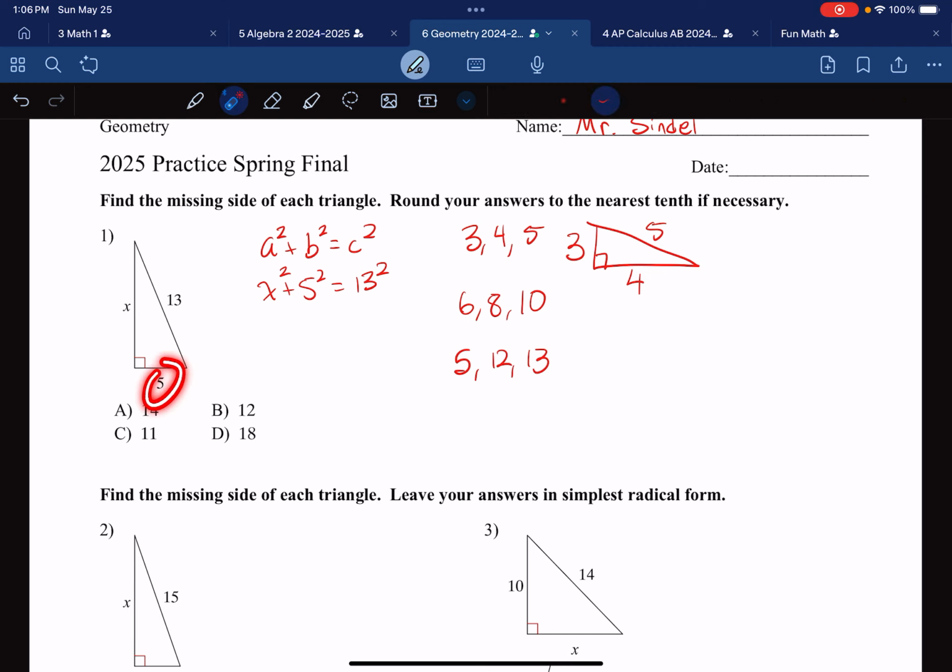As soon as I saw the 5 and the 13, I knew that the remaining length should have been 12, and I can immediately get the 12 just from memorization. Those are called Pythagorean triples. There's a formula that generates those, but for now, let's go ahead and run through how to solve this one if you're just using the Pythagorean theorem.